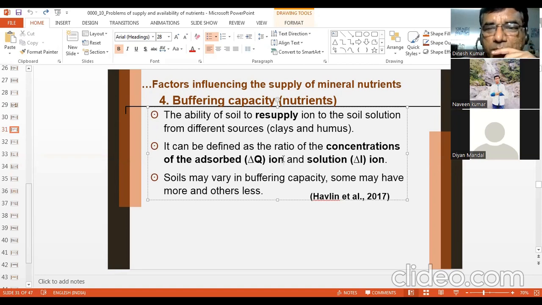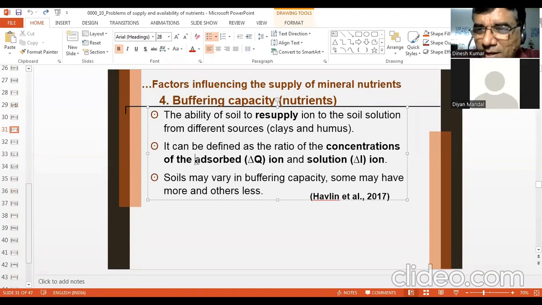Sometimes such questions are set in question papers in different examinations, and in particular in ICAR, it is mostly taken by ICAR scientists. So sometimes you may get such kinds of questions, and many others who are not part of ICAR may not know it. So that also happens. This concentration of the adsorbed ion and solution ion is important.